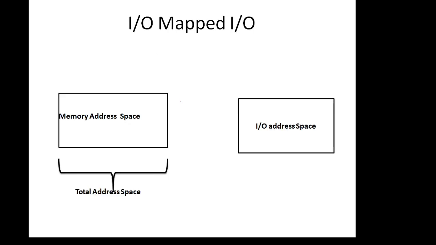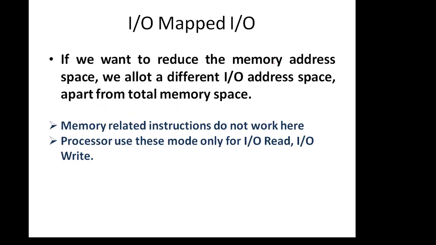Fine. And IO mapped IO means, as I said before, there will be a separate space for memory addresses and a separate space for IO addresses. Whatever the total amount of space is, we have divided it into the memory address space and the IO address space. But in memory mapped IO, there is a single address space commonly used by the memory as well as the IO devices. So that is the major drawback.